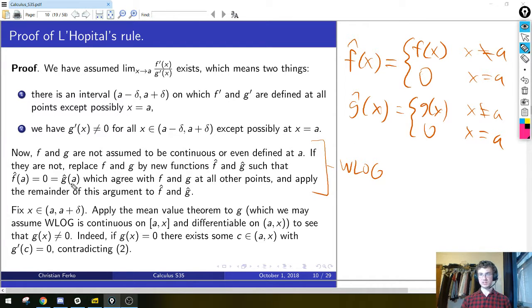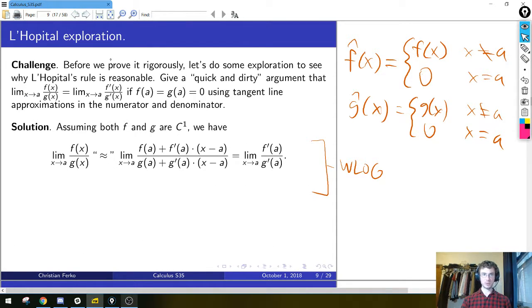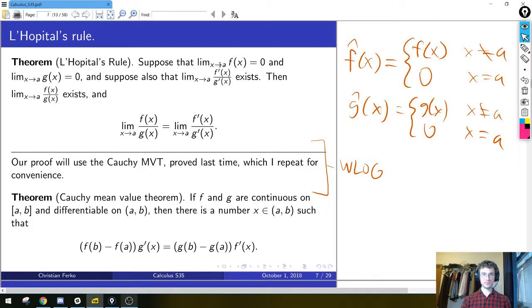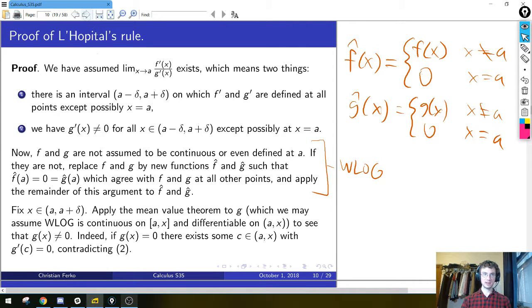That's the point. So for now, we can assume that these are continuous because f hat and g hat are continuous. Why are f hat and g hat continuous? Well, we assumed in the statement of the theorem way back here that the limit as x goes to a of f is 0, and the limit as x goes to a of g is 0. So if we define these functions to be equal to 0 at a, then clearly the limiting value equals the function value, which means they're continuous. So that's the first ingredient, I guess, the assumption that these are continuous.